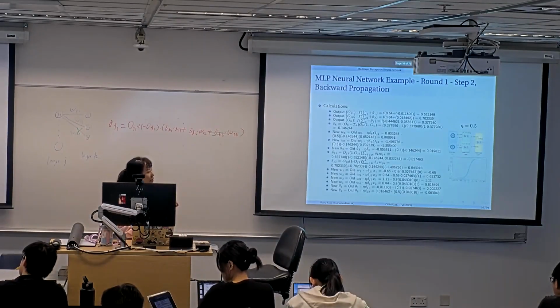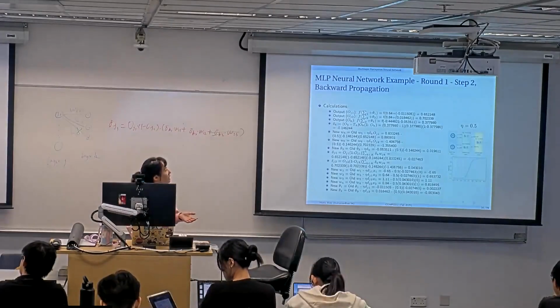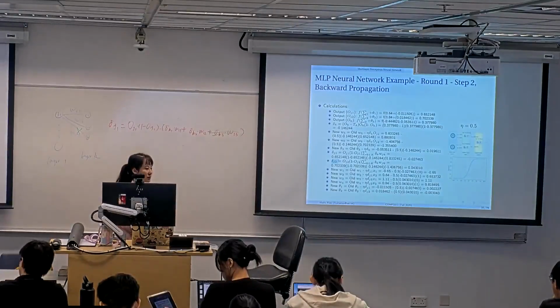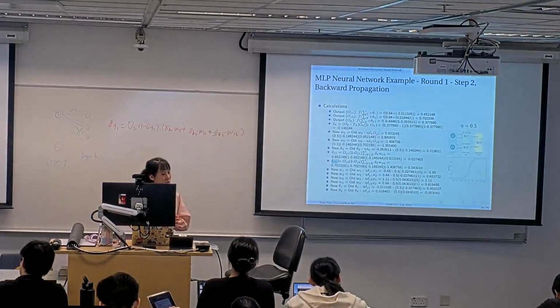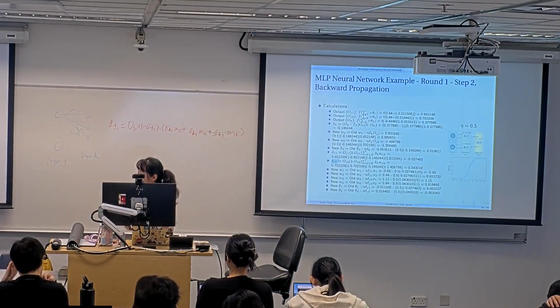Then in backpropagation, you repeat all the computations using the formulas. First get delta K, and delta J1, delta J2, and use them to update all the corresponding parameters. After that, we finish round 1, step 2. Of course, there are many steps to do.